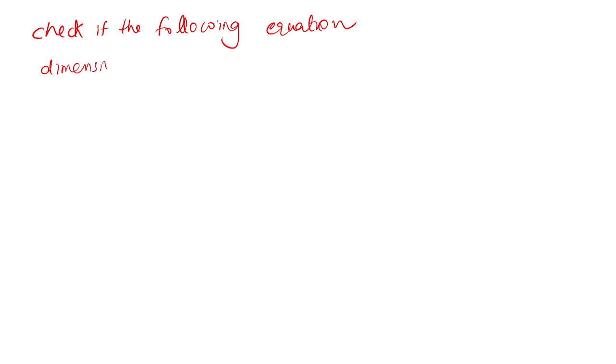Try this question. Check if the following equation is dimensionally correct or not: V square equal to U square plus 2AS. Actually, this formula you studied, it is true. Actually we have to verify that in terms of dimension it is true.